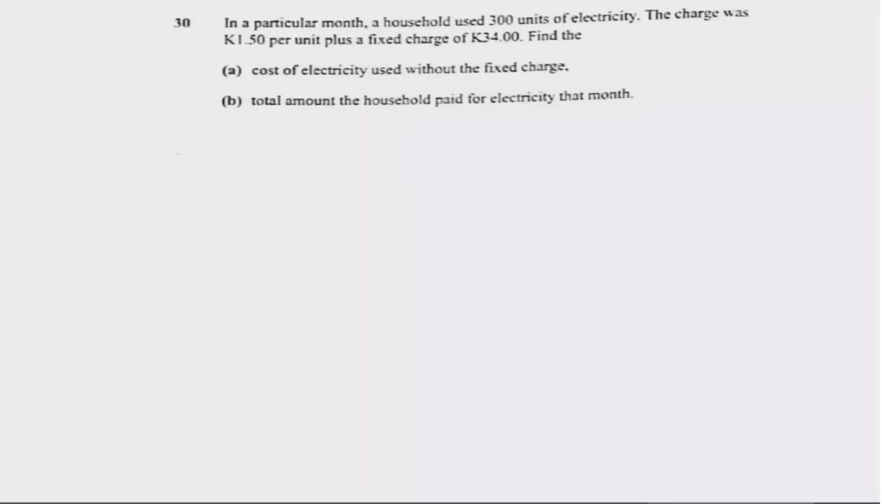Okay, so what we're going to do is we start with A, cost of electricity without fixed charge. So we just say cost of electricity. I'll just write elect, which is equal to, so how much is the cost of electricity? First of all, they used 300 units, so we say 300 units times the cost per unit, that is 1 kwacha 50 ngwe.